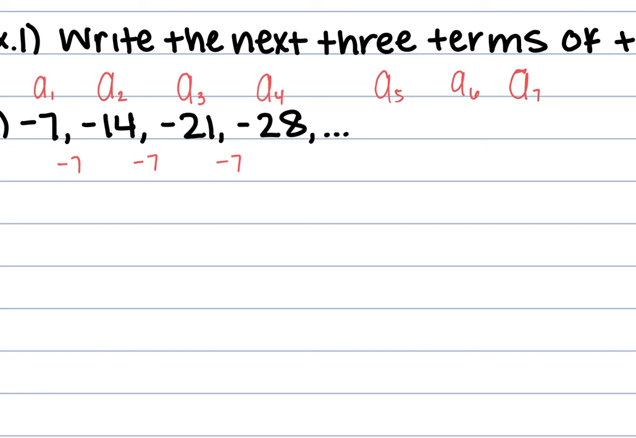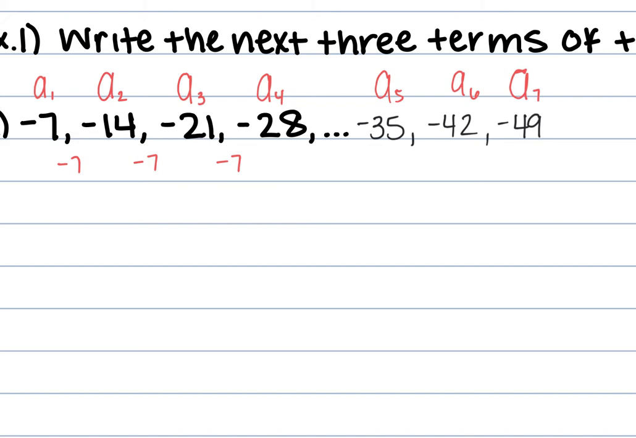What would A sub 5 be? JJ? -35. Excellent. -35. We're just subtracting 7 each time. What about A sub 6? -42. And A sub 7? -49. Perfect.